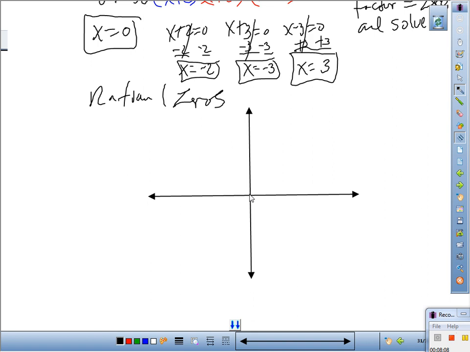My first 0 is 0. And then we go to what? Negative 2. And then we go to negative 3. And then the last one is positive 3.